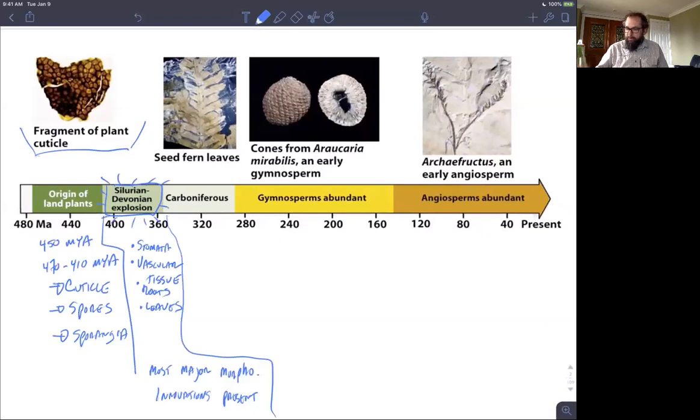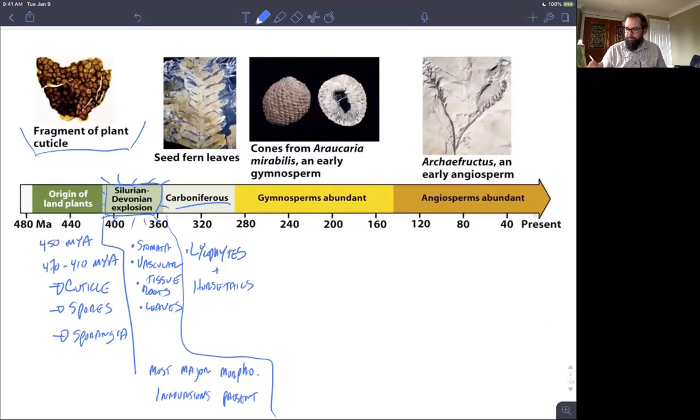The next major period in this timeline is the Carboniferous. The Carboniferous is a time where we see some of our big land plant groups start to emerge. This includes a group that we're going to learn quite a bit about called the lycophytes. These are related to ferns. They reproduce by spores, but they're not ferns. And the horsetails.